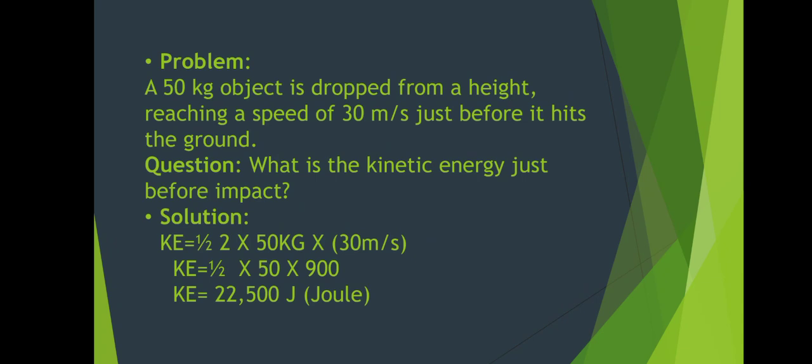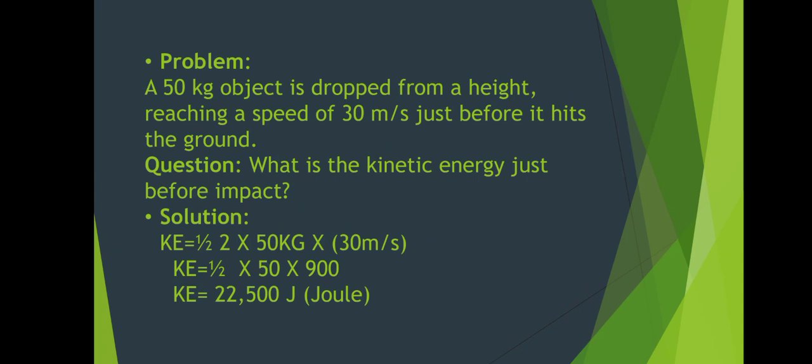In the first problem we can see it was written: a 50 kg object is dropped from a height reaching a speed of 30 meter per second before it hits the ground. Question: what is the kinetic energy just before the impact? Here according to the formula, kinetic energy equals to half into 50 kg into 30 meter per second square. That means half is according to the formula, 50 kg is the mass and 30 meter per second is the velocity. Then in the next line we can see half into 50 into 900. 30 square is 900.